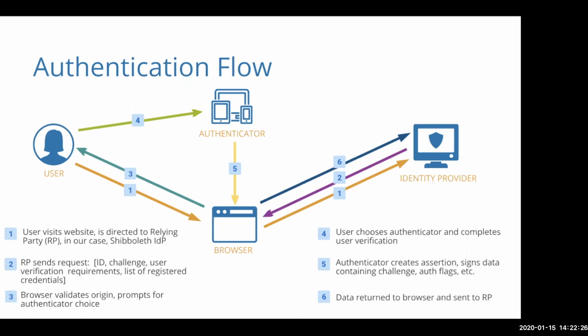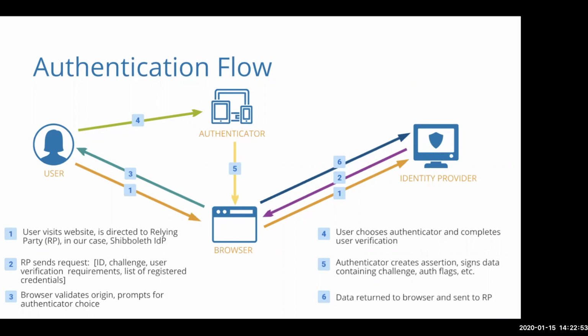The browser would then validate the origin to make sure that there isn't a phishing situation going on, and it prompts the user to choose an authenticator. The user chooses the authenticator and completes user verification. The authenticator creates the assertion, signs the data including the challenge and the authentication flags, which include the user verification requirement, and that data is then returned to the browser and then to the IDP.